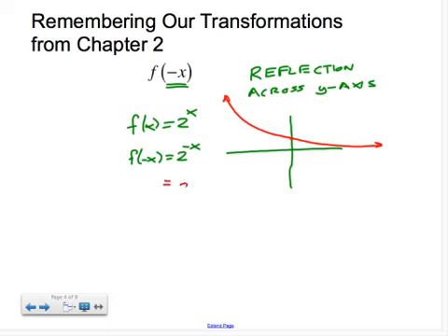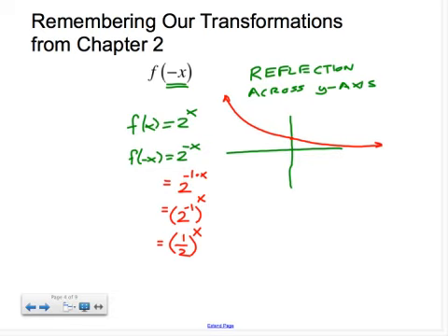I could rewrite 2 to the negative x as 2 to the negative 1 times x. I just factored the exponent. And I could use the power to a power rule backwards and write that as 2 to the negative 1, to the x. And 2 to the negative 1 is 1/2. So I now have 1/2 to the x. That's an exponential function. And so I have now created a situation where you have not exponential growth, a function that increases from left to right. I have an exponential decay model, which decreases from left to right.